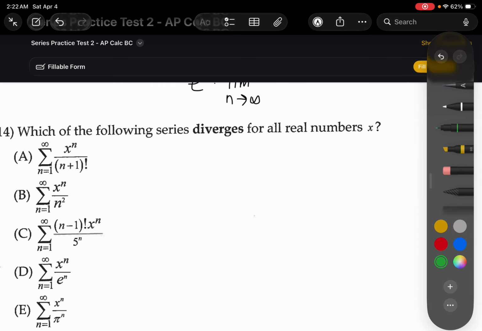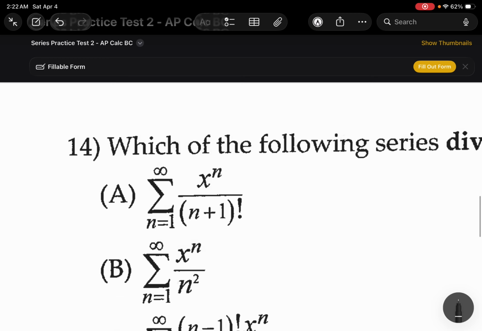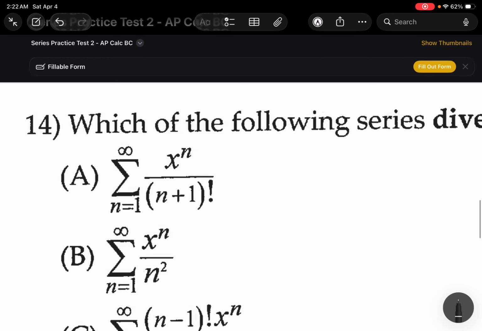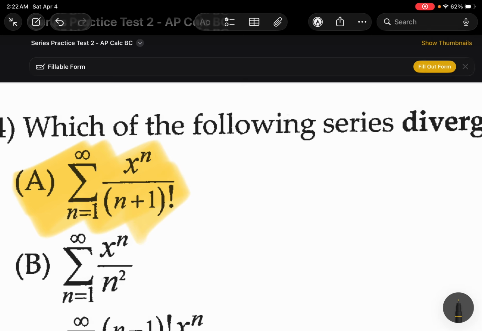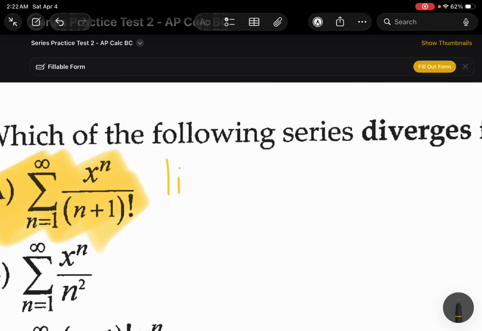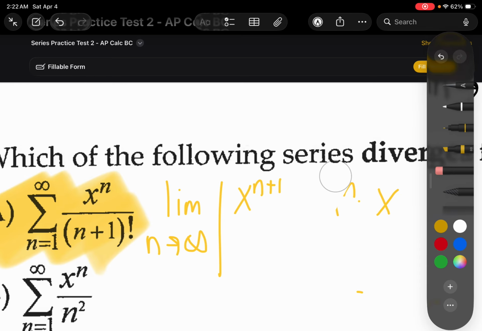Number 14, which of the following series diverges for all real numbers x? Looking at this, you can simply apply ratio test to all of this. It's going to take quite a little bit of time, but it's pretty fun. So A, let me highlight that. Let's highlight that yellow. So we're going to solve that in yellow. A, let's apply ratio test. So that's going to be x to the n plus 1, which is equal to x to the n times x. So let's rewrite that.